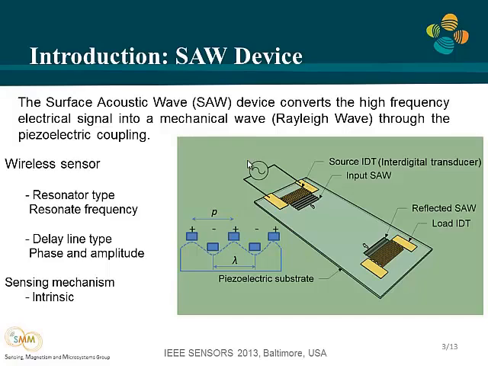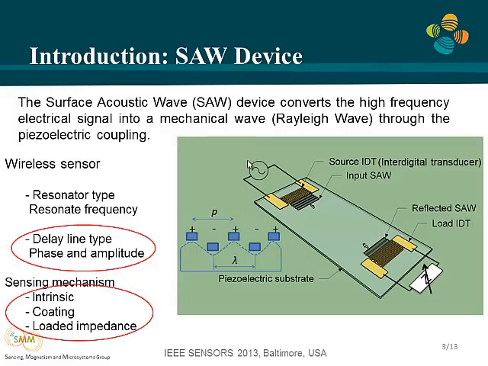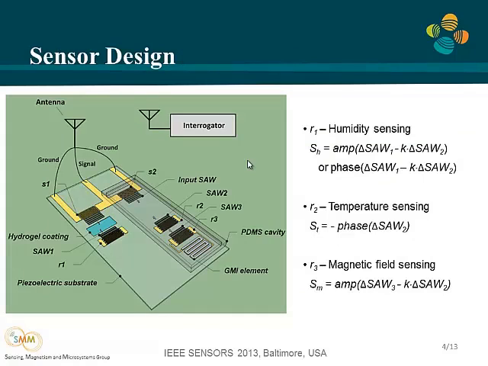In terms of sensing mechanism, we can sense the measurement through the intrinsic property of the substrate, which can be used for sensing temperature and stress. It can also have a coating layer on the delay line, and it can have a loaded impedance variable device connected with one of the IDTs. In this work, our device is based on a delay line type SAW sensor, and it utilizes all three sensing mechanisms.